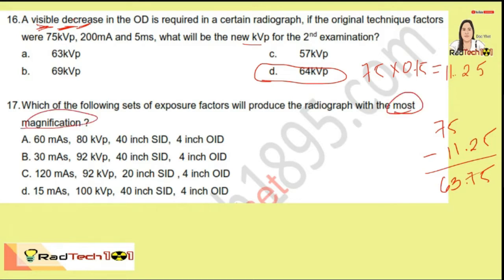As I have mentioned earlier, magnification occurs if there is an increased OID. Pareho lang naman yung OID nila. And also, magnification will occur if there is a decreased SID. Di ba dapat maximize? Dapat increase ang ating SID to minimize magnification. So, in this case, yung pinakamalapit na tube sa ating IR or sa patient will cause magnification. Therefore, when we base it sa ating SID, this is the shortest SID, therefore it will result in increased magnification. So, letter C is the correct answer.